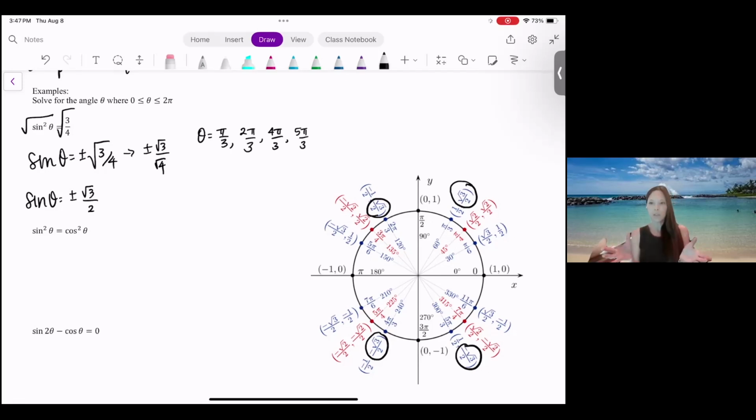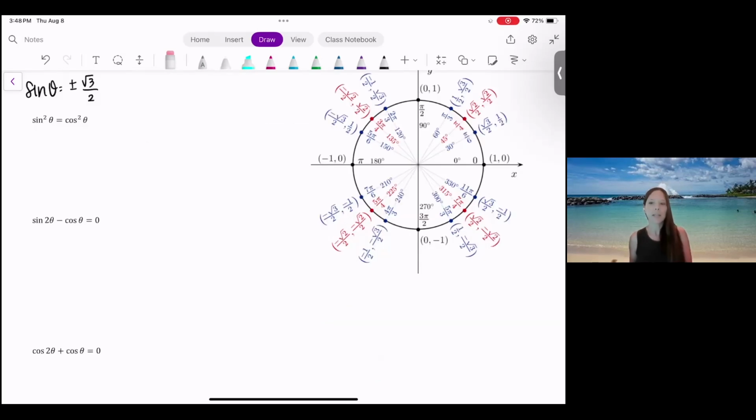So for the interval 0 to 2 pi, my solutions, I have 4, are pi over 3, 2 pi over 3, 4 pi over 3, and 5 pi over 3. If I was to do this for all values of theta, it would be pi over 3 plus 2 pi n, because it happens every time that I do a full rotation. So another 2 pi is going to give me the same value. So whenever you're solving over an entire domain, you just need to make sure that you are including it for every 2 pi.